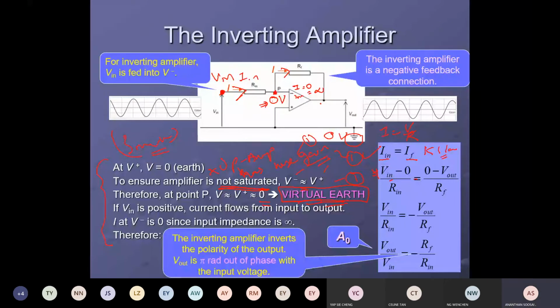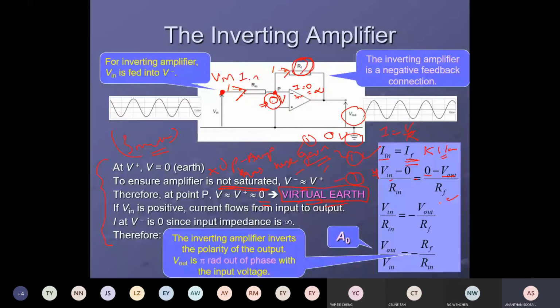Okay, now go for V out. V out is here, coming out. What is the potential difference across RF? 0 minus V out. So you put 0 minus V out, the potential difference over the RF. Yeah, so this is the IF current. So I in is the same as IF, and we can write them in terms of voltage over R.